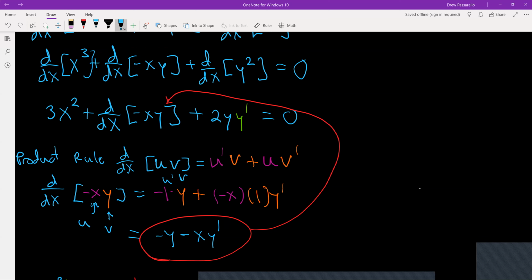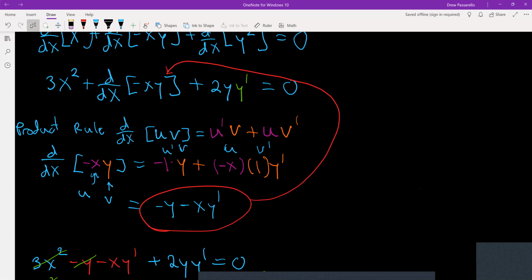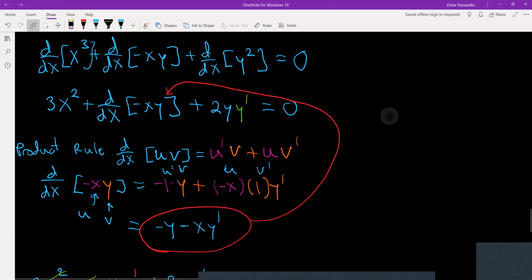And then u times v prime. Well, u is negative x, and then v prime is the derivative of y. Well, the derivative of y is 1, but since I have taken the derivative involving y, I attach the y prime. So that's why it'd be 1 times y prime. All right, then I just simplified it. So it's negative y, then minus x y prime. All right, that's what the middle term is when I found its derivative.